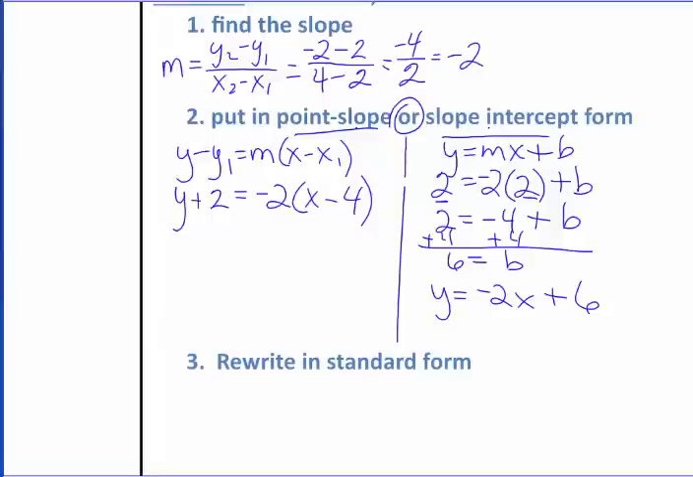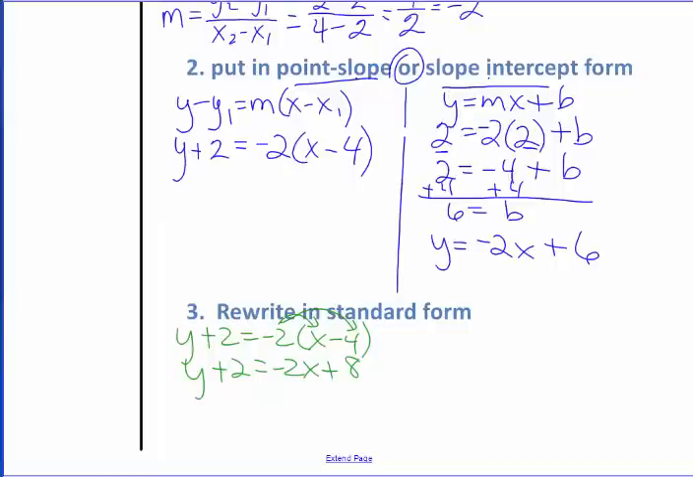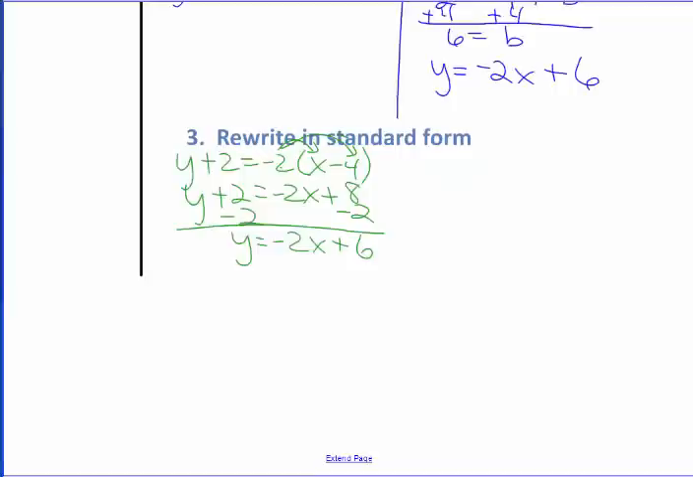So we would start with our y plus 2 equals -2 times x minus 4. We'll do a rewrite. So you're going to distribute: y plus 2 equals -2x plus 8. Don't forget your positives and negatives. Be extra careful with those. -2 times -4 makes a plus 8. Minus the 2 from both sides. Get y equals -2x plus 6, which looks just like our slope-intercept form.